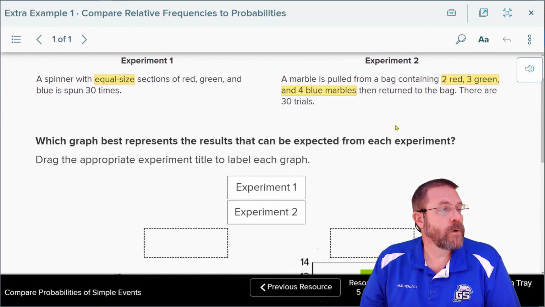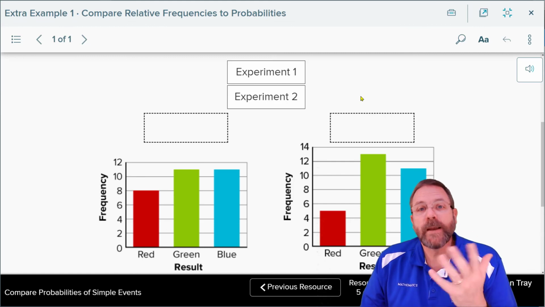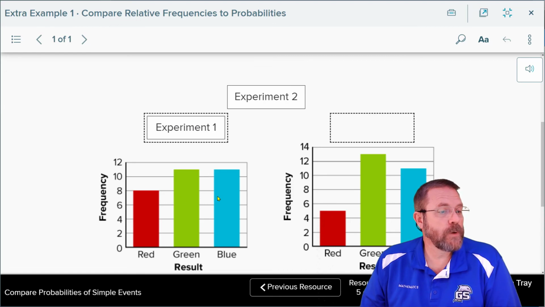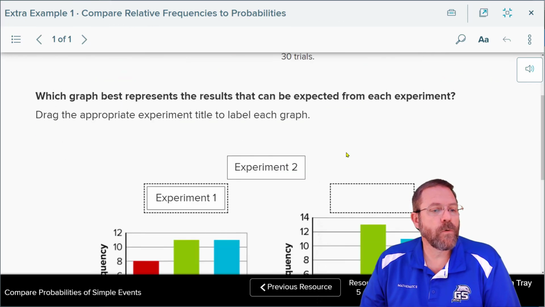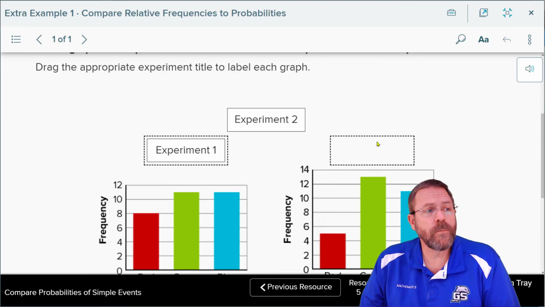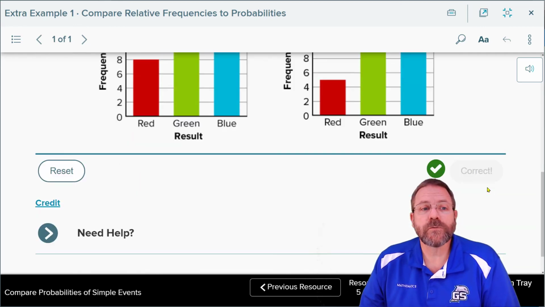Well, experiment 1 was the spinner, and so we're expecting things to be very similar. And here you can see this one here. Those are pretty darn similar to each other. The green and the blue are almost identical. Red's a little low, but not bad. But here you had very few red, more green, and even more blue. So here, the red was your lowest, then green and blue. Green was a little bit higher than blue, which you wouldn't expect, but still, that's going to be your best answer for this problem.